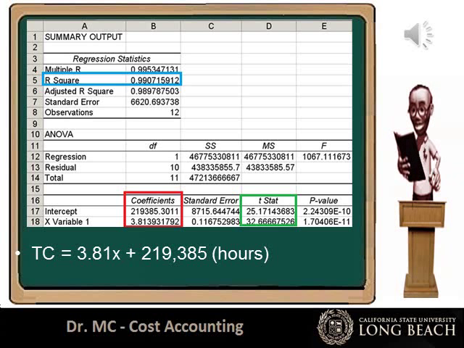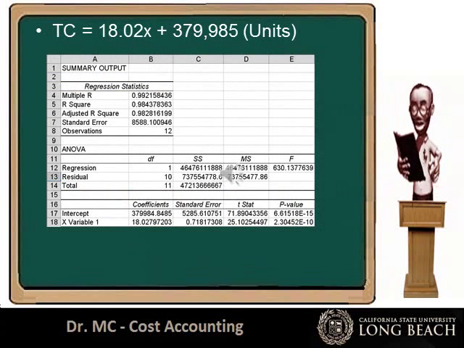In this slide, we used the units produced as the cost driver. The cost function that was estimated by the regression is total cost equals $18.02797203 per unit plus fixed costs of $379,984.84. As you can see, the t-statistics of the coefficients of the regression's estimated cost function are once again very high. As was true before, the R-square of 0.984378363 is very high. The model explains 98.44% of the behavior of the actual data.